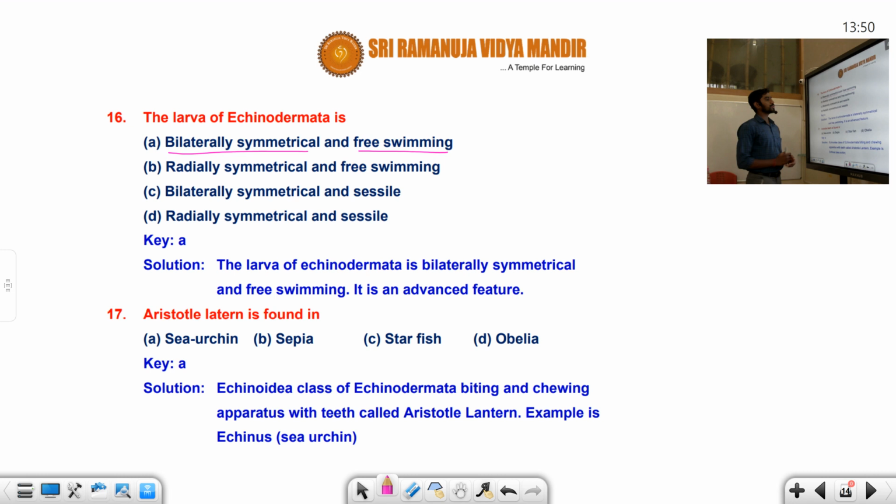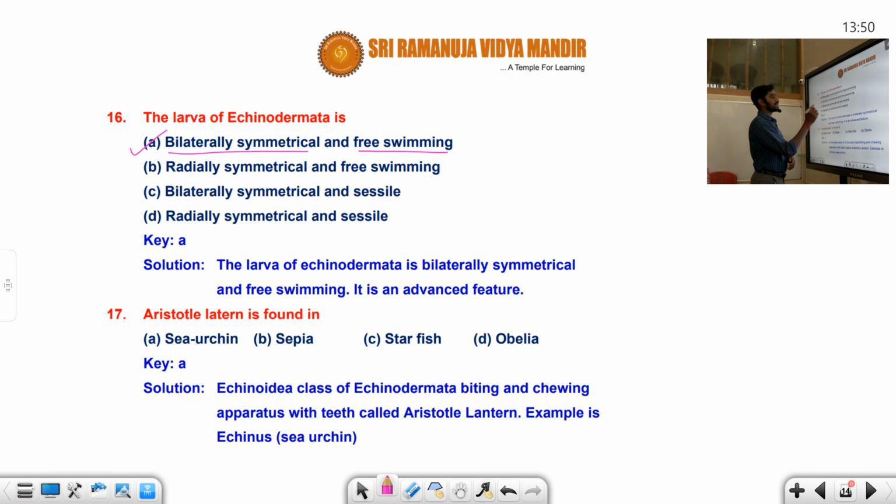Radial symmetry and free swimming larva, no, it is not at all. Bilateral symmetry and sessile, no, sessile means fixed to a particular place, not at all. And the D option, radial symmetrical and sessile. B, C, D are the incorrect options. The correct option is that the larva of Echinodermata is bilaterally symmetrical and free swimming.